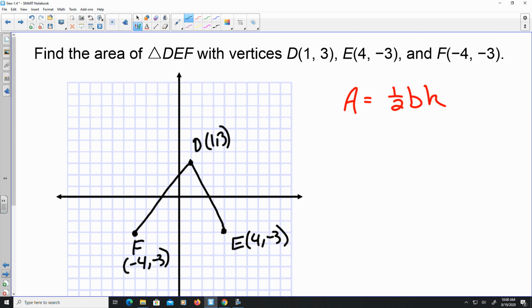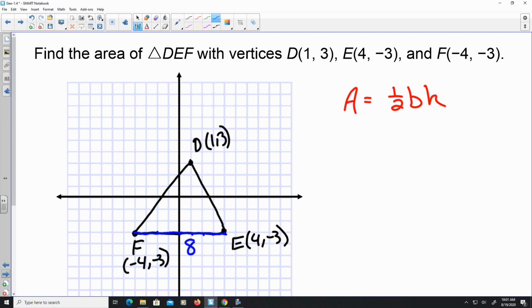And what you should do is make sure you choose your base and your height to make it as easy on yourself as possible. Could you choose any one of your bases? Sure. But I wouldn't choose DE as my base because that side measurement's not easily discovered unless I use the distance formula. The easiest one to discover the base is EF right here, and that is a distance of 1, 2, 3, 4, 5, 6, 7, 8.